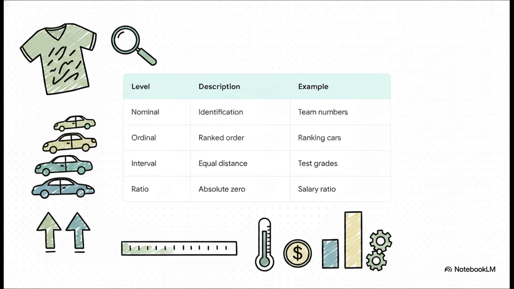At the bottom, we've got nominal data. Think of this as just basic labels or categories, like the numbers on a sports jersey. One step up is ordinal data, which gives us a ranked order, like ranking your top 5 favorite cars, but it doesn't tell us the exact distance between those ranks.